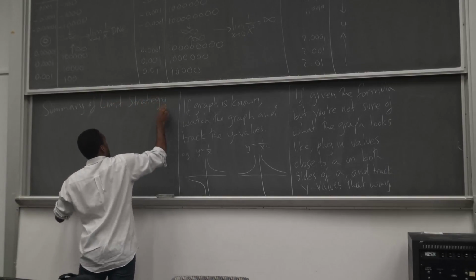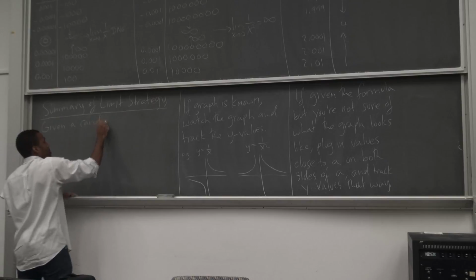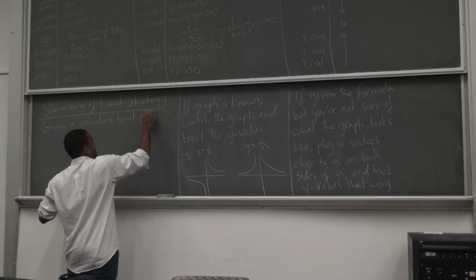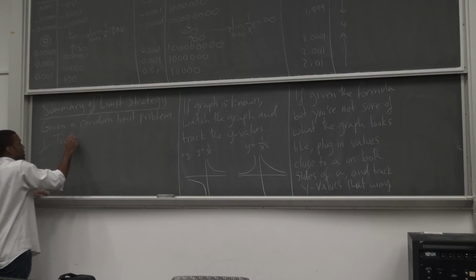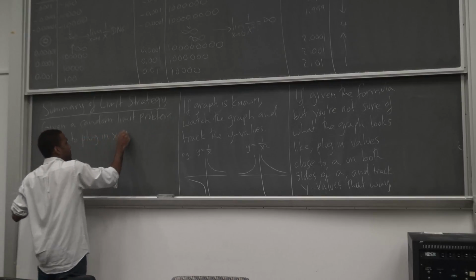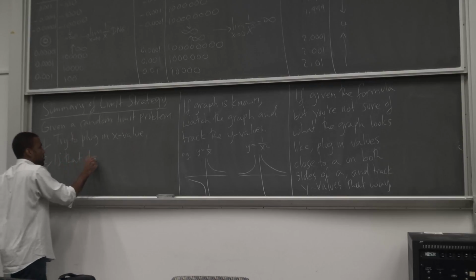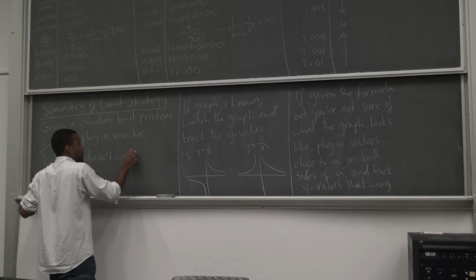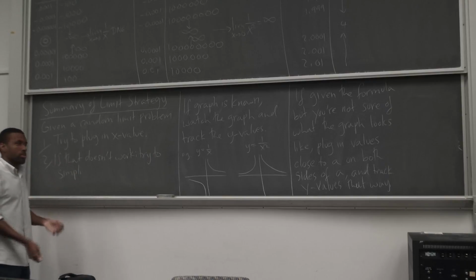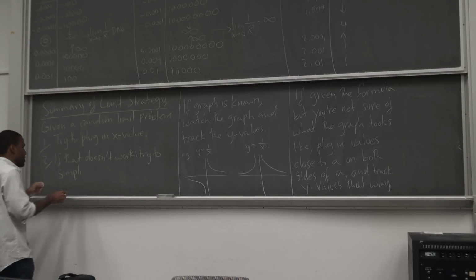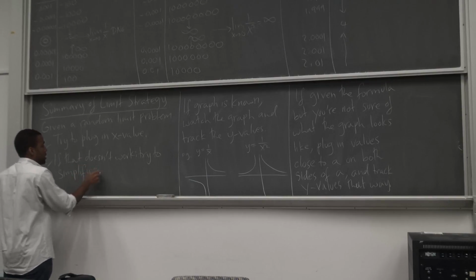So I told you the cases, so let me just give you the strategy. Given a random limit problem, first thing you're going to try to do, try to plug in the next value. If that doesn't work, try to simplify. Meaning algebra. Try to factor things, cancel things, rewrite things, move things around in a mathematically coherent way. Try to simplify it so that you can plug in the next value.